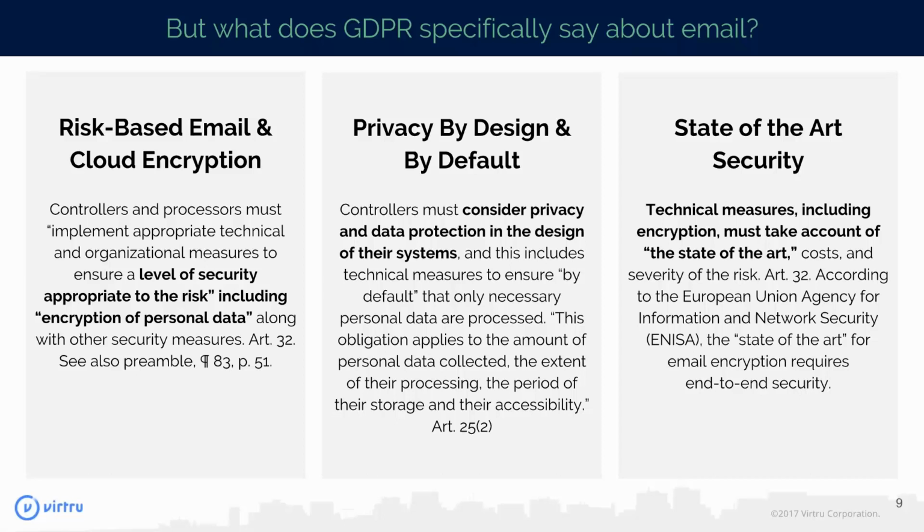And then the final point here is that security measures are supposed to take into account the state of the art, and this is true for encryption as well. And there is a key factor here that we think is quite relevant. There's a European Union Agency for Information and Network Security, and they did a report back in 2014 that describes the state of the art for email encryption and basically says, well, the state-of-the-art for email encryption is end-to-end security, and that was 3 years before GDPR.